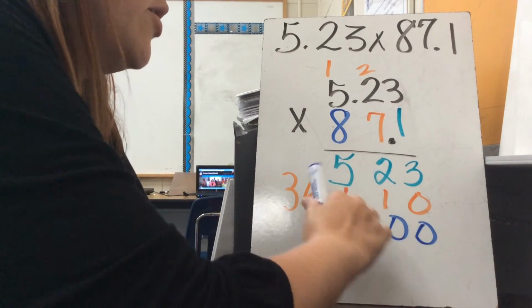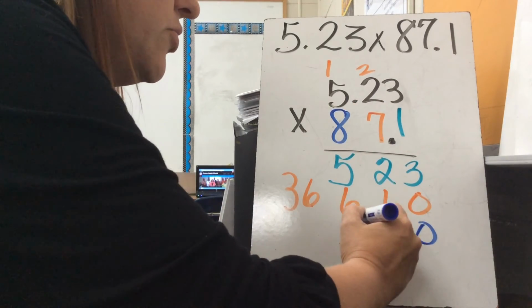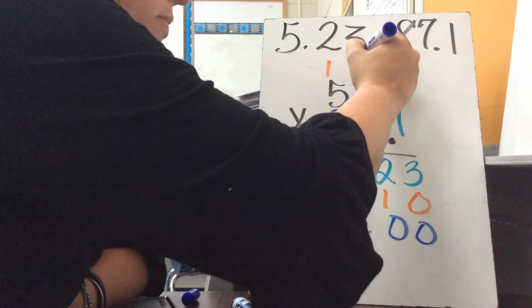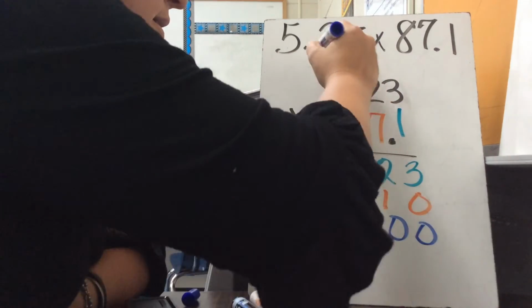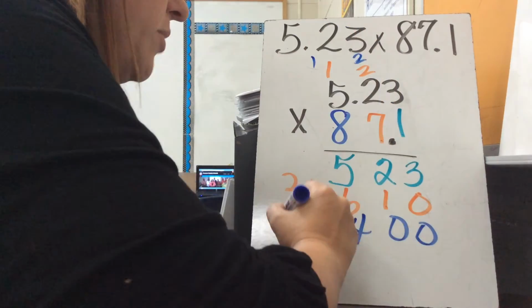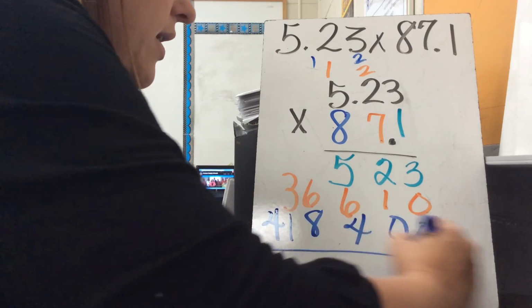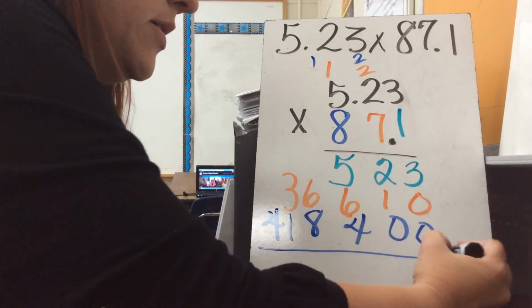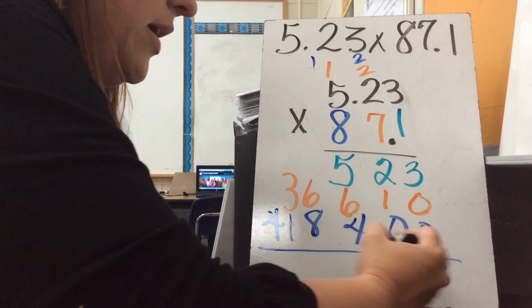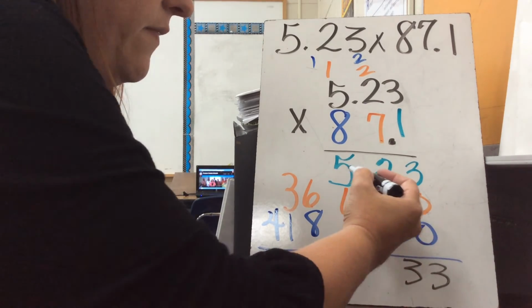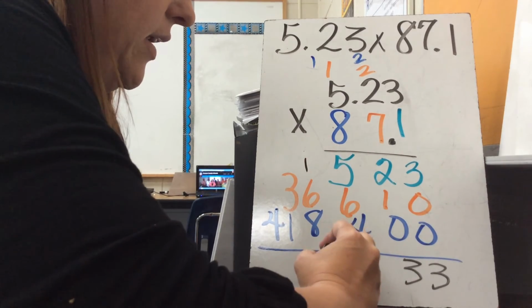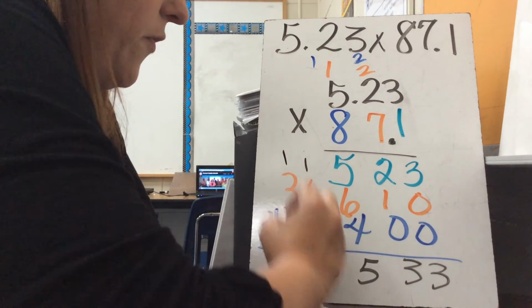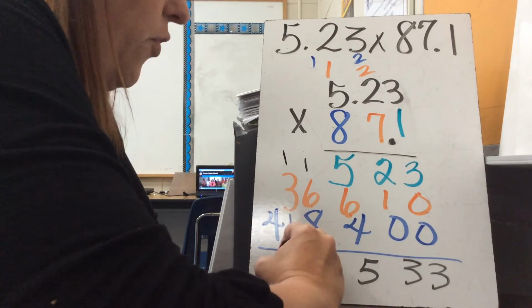Okay, so now 8 times 3 is 24. 8 times 2 is 16, 17, 18. 8 times 5 is 40, plus 1 more is 41. Now I'm going to add it all up. So I have 3, 3, 4 and 6 is 10, 15, 14, 15, 4, 5, 4.